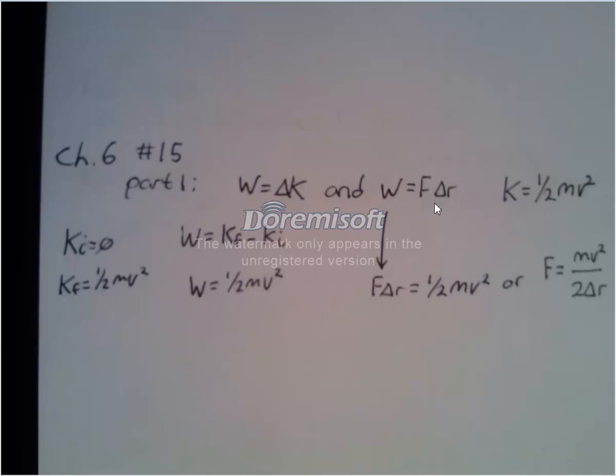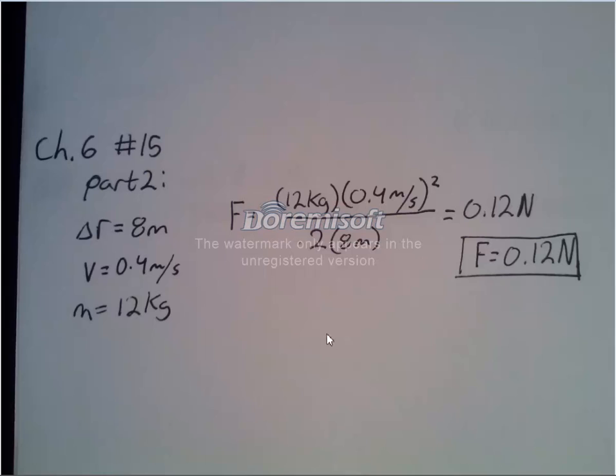We could take force times delta R, because we are looking for the force, plug it in for our W, get F alone, so we're solving for force. We're given delta R, which is 8 meters, V, the velocity, which is 0.4 meters per second, and the mass, 12 kilograms. Plug everything in, we get a force of 0.12 newtons, and that's the force they pushed on each other.